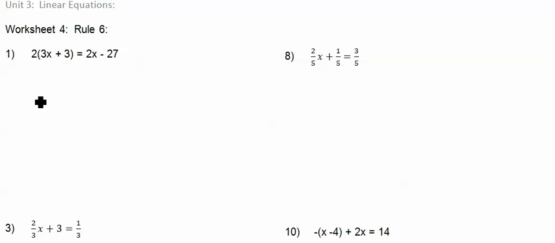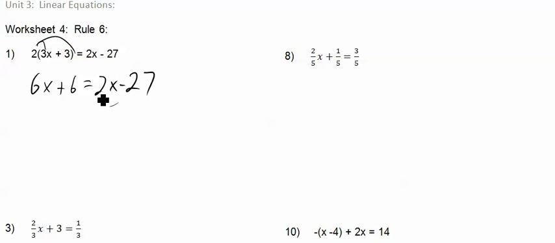So on this one, we've got a distributive property to handle. So we're going to multiply that 2 times both of these terms. So 2 times 3x is 6x, plus 2 times 3 is 6, equals 2x minus 27. Alright, so this is just a three-step equation, just like we were working on.